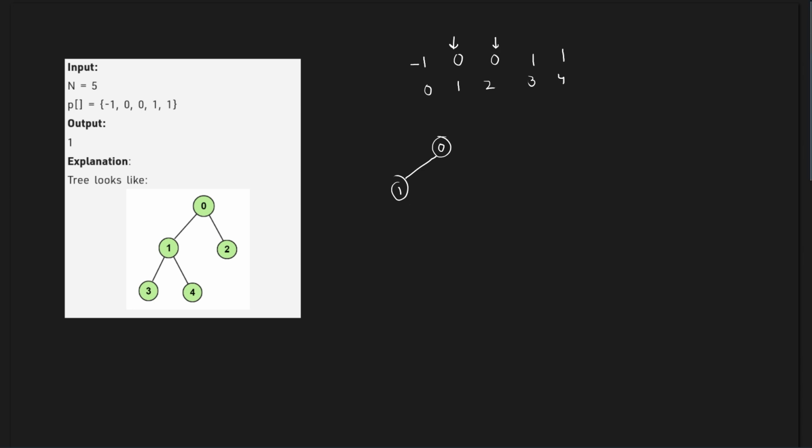The second index has also parent 0, so it will be attached like this, right? Now the third index has parent 1, so it will be attached to 1. Another fourth index also has the parent 1, so it will be attached to 1 as well, right? So you see, this is how we are going to form a tree from the given input array. Now we have to find the minimum number of operations to convert the tree into a star tree.